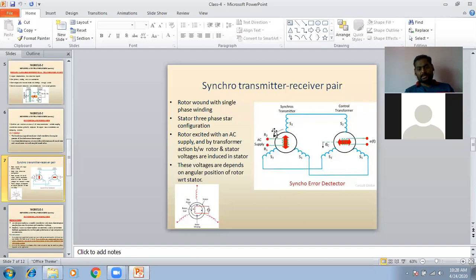This transmitter is kept at a remote location, and first of all, we are going to see the construction. In this construction, there is a rotor. The rotor is wound with a single phase winding, and the stator, that is S1, S2, S3, is in a star configuration.